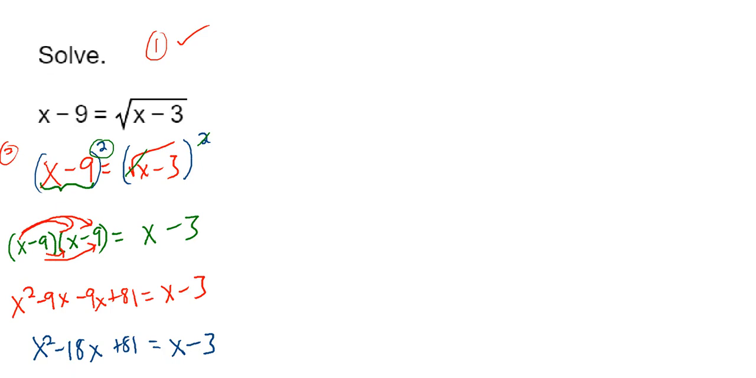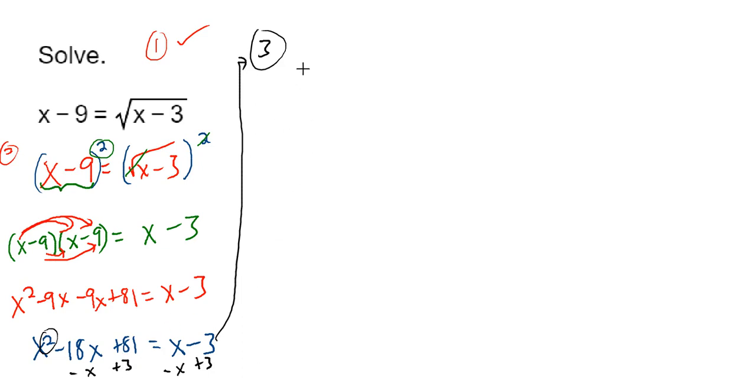And now we need to solve this equation. So step 3 is to solve the resulting equation. This is a quadratic equation, right? We do have an x squared here, and that is going to stick around. That's not going to get canceled out in any way. So to solve this equation, we need to get 0 on one side. We'll subtract the x over to the left-hand side, and we'll add the 3 to the left-hand side. And so that will give me x squared minus 19x plus 84 equals 0.